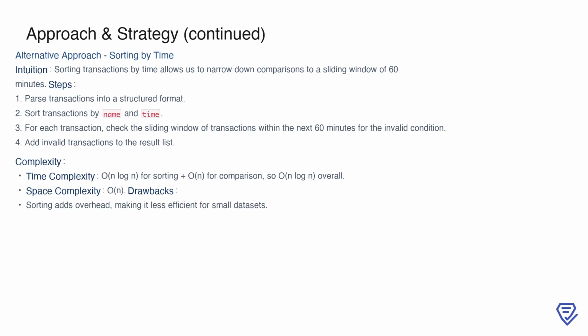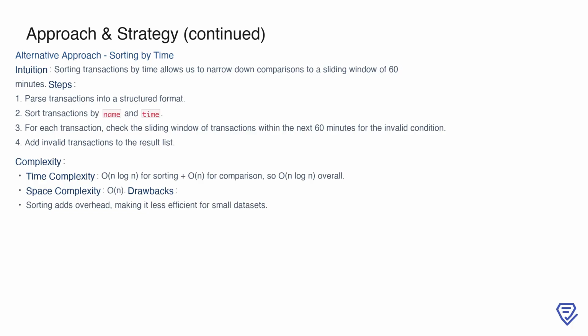Another approach to solving this problem is to sort the transactions by time, which allows us to use a sliding window technique to check the invalidation conditions. After parsing the transactions, we sort them first by name and then by time. For each transaction, we only need to check other transactions within the next 60 minutes for differences in city, reducing the number of comparisons. While sorting introduces an O(n log n) overhead, the comparisons within the sliding window only take O(n), resulting in an overall time complexity of O(n log n). The space complexity remains O(n).